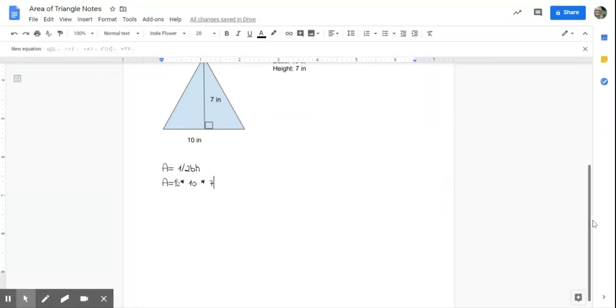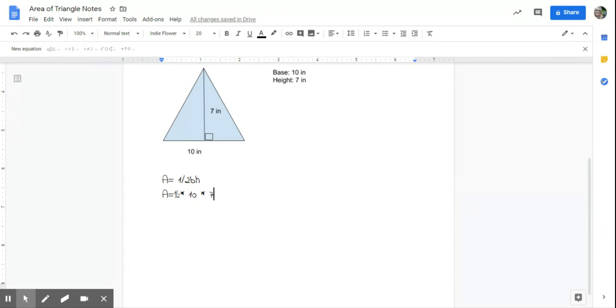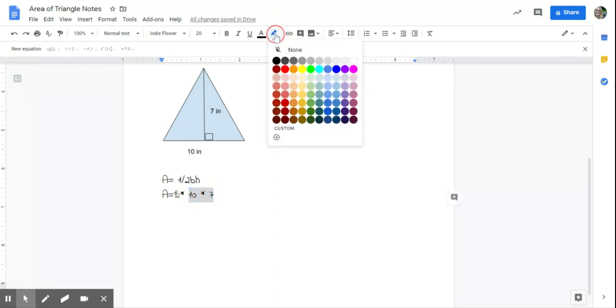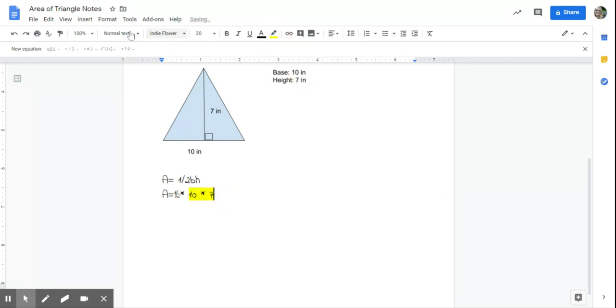Now, there's a couple of different ways you could go through solving it. I'll show you one way and then a different way. Some people like to do their multiplication first. So you could do 10 times 7 first. I'm going to underline it. 10 times 7 first. And then we'll redo it: area equals 1/2 times 10 times 7 is 70. At this point, you would keep going with your order of operations and do 1/2 times 70. So area would equal 35.